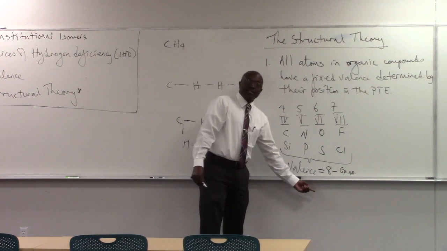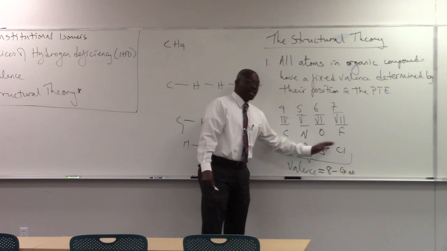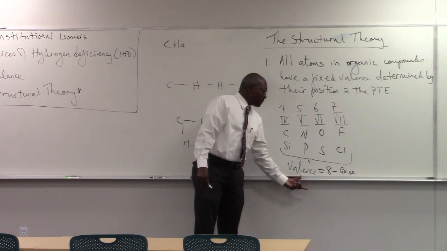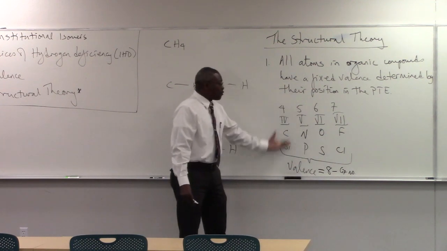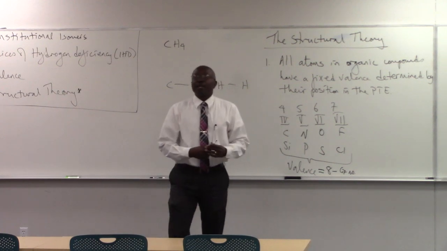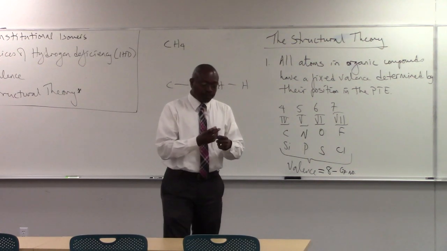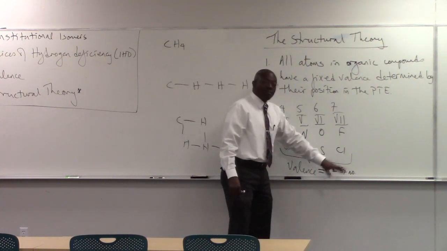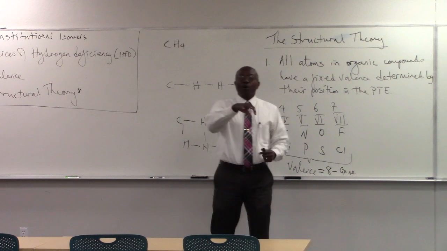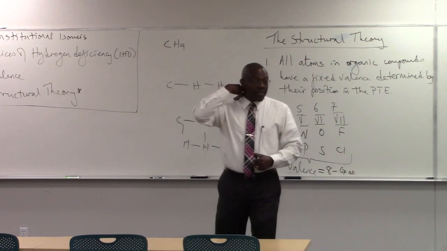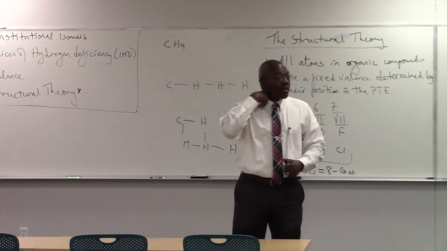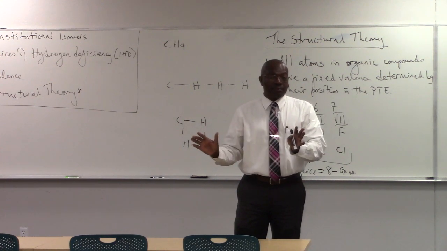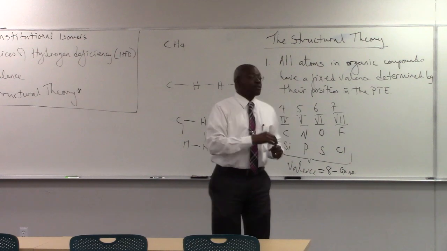The chalcogens are divalent, 8 minus 6. The pnictogens are trivalent, 8 minus 5. And the group 4 elements, the carbon group, have a valence of 4, 8 minus 4. And by the way, the 8 is not a magic number. The 8 comes from the octet rule. The element wants to have a noble gas configuration. Okay? The element wants to have a noble gas configuration.